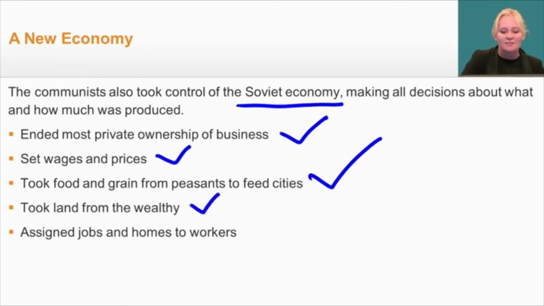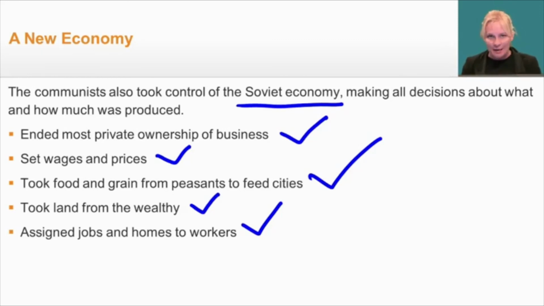They took land from the wealthy. There was no more private ownership of land. The communists owned it all. And also, they would assign jobs and homes to the workers. They decided what you would do and where you were going to live from now on. You didn't have any options. The big takeaway, the big thing to remember here, is that the communists controlled everything.